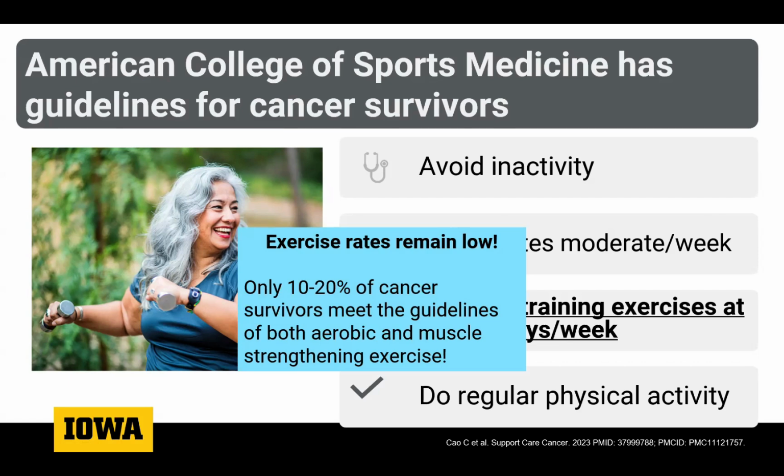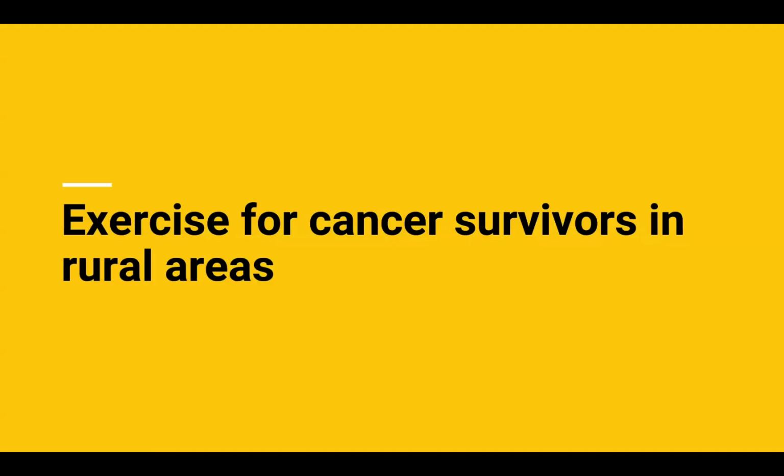It's not for lack of trying. We know that there are myriad barriers to starting these programs. So the question is, how do we improve this? How do we get physical activity and exercise interventions into the hands of survivors? And in particular, what does this look like in rural areas? How do we do exercise interventions there?